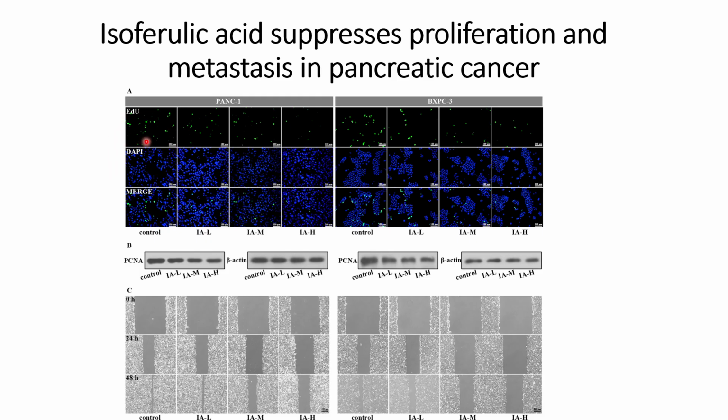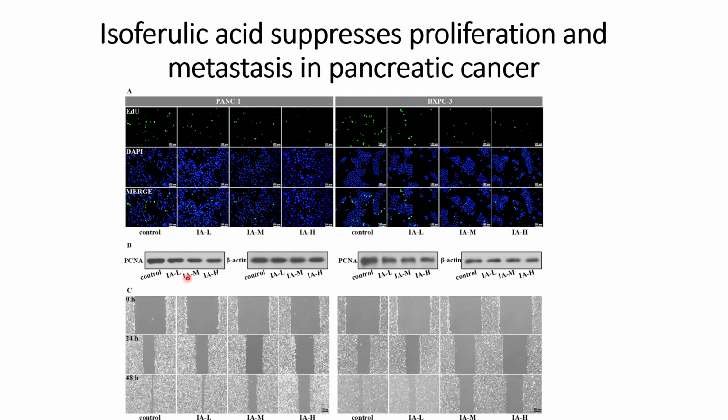In the control cells, we can see that the signals for the EDU are higher compared to when the PANC1 cells are treated with isoferulic acid. And with increase in the concentration of isoferulic acid, we can see a decrease in the signals. So this indicates that isoferulic acid suppresses the proliferation of the pancreatic cancer cell line PANC1. They observed similar results for BXPC3 cell lines also. With increase in the concentration of isoferulic acid, they see a decrease in the EDU signals, indicating that the proliferation of these pancreatic cancer cell lines goes down.